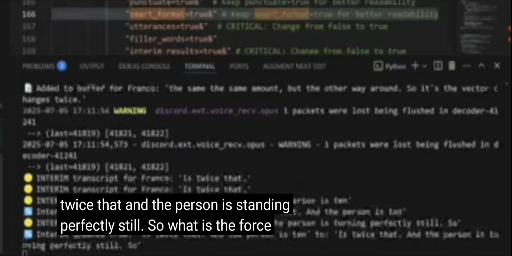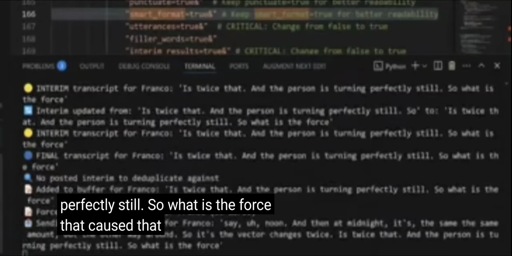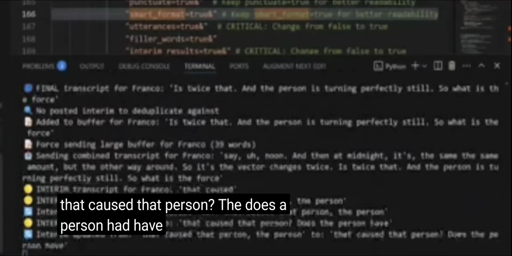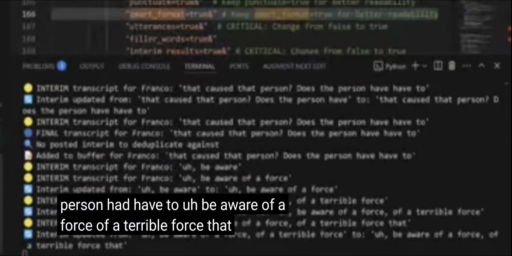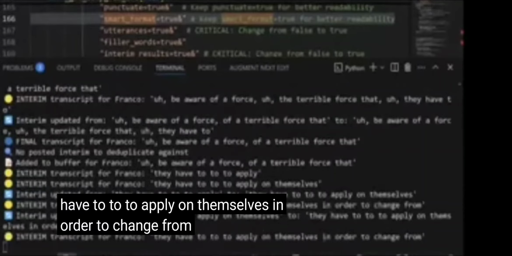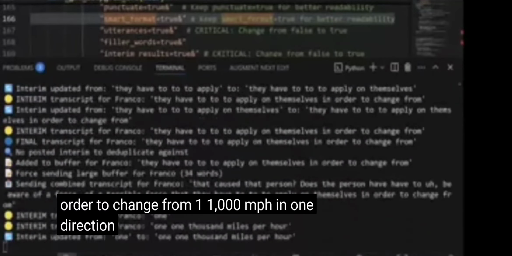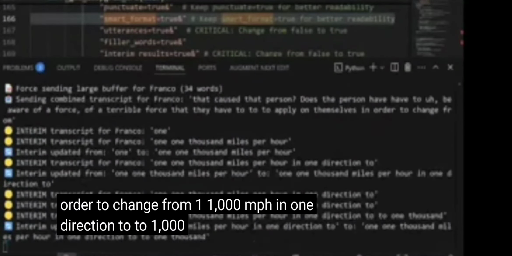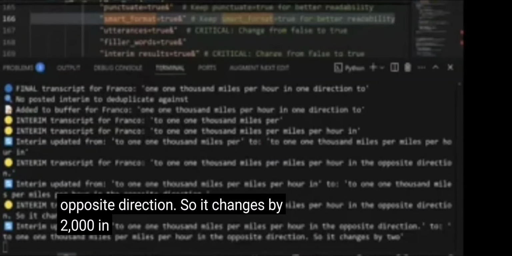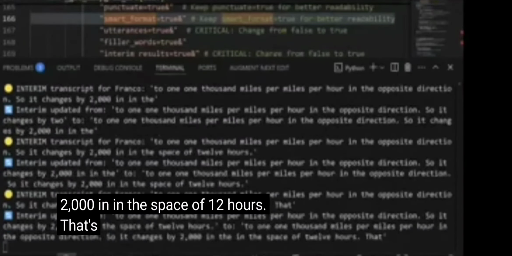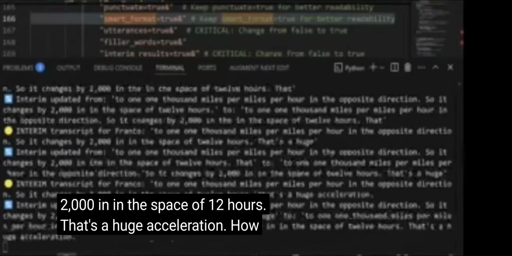So what is the force that caused that? Does the person have to be aware of a terrible force that they have to apply on themselves in order to change from 1,000 miles per hour in one direction to 1,000 miles per hour in the opposite direction? So it changes by 2,000 in the space of 12 hours. That's a huge acceleration. How?